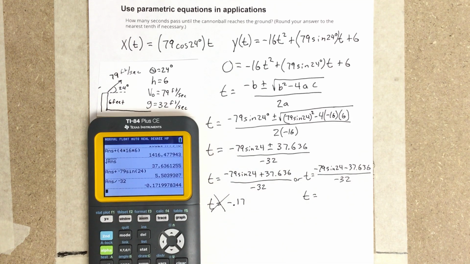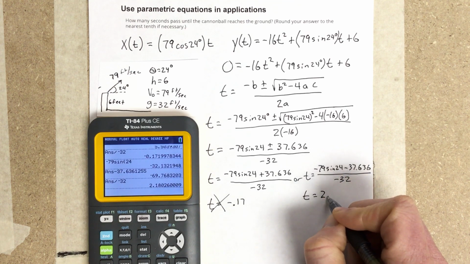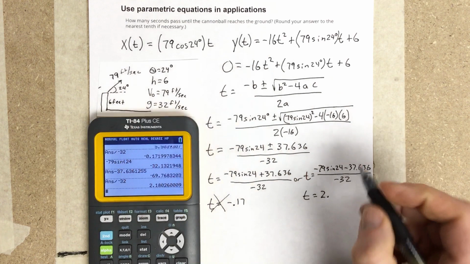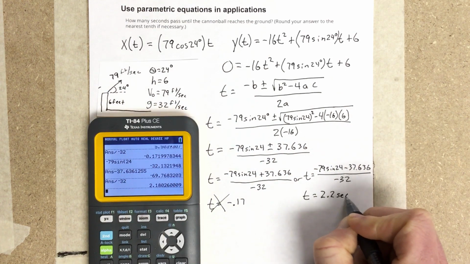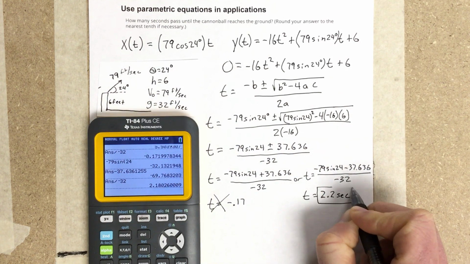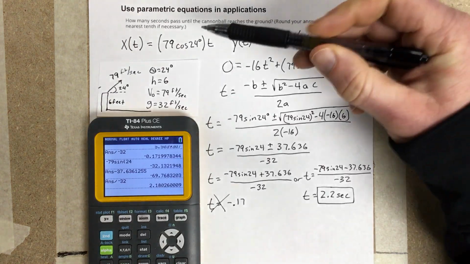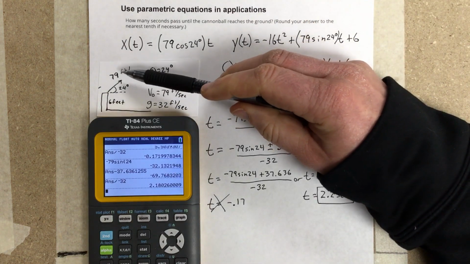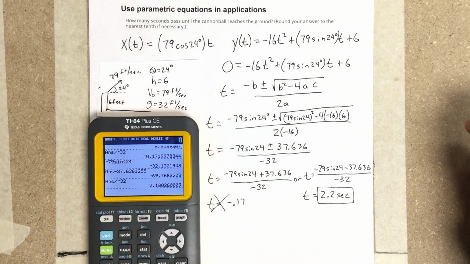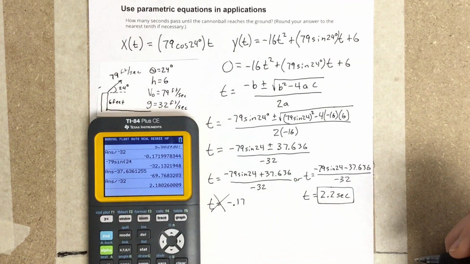So then we're going to say negative 79 sine 24, and we're going to subtract that 37 number and then divide it by negative 32. And that gives you, they say round to the nearest tenth, so that's 2.2 seconds. So it takes 2.2 seconds for the cannonball that's shot at an angle of 24 degrees with an initial velocity of 79 feet per second to hit the ground. So 2.2 seconds and it hits the ground.